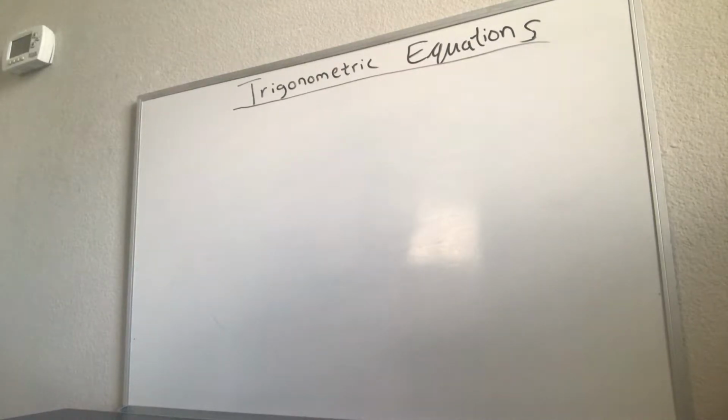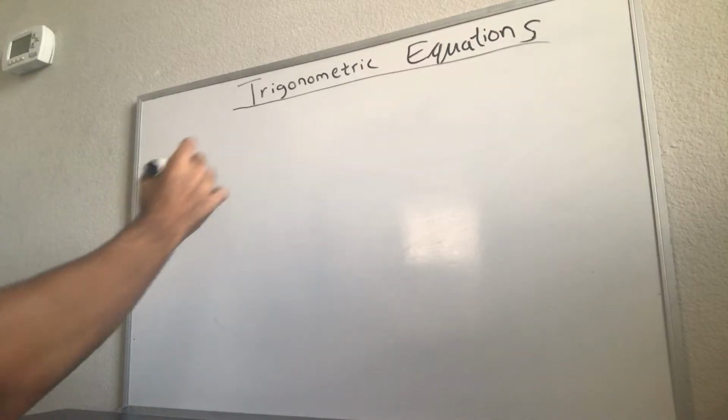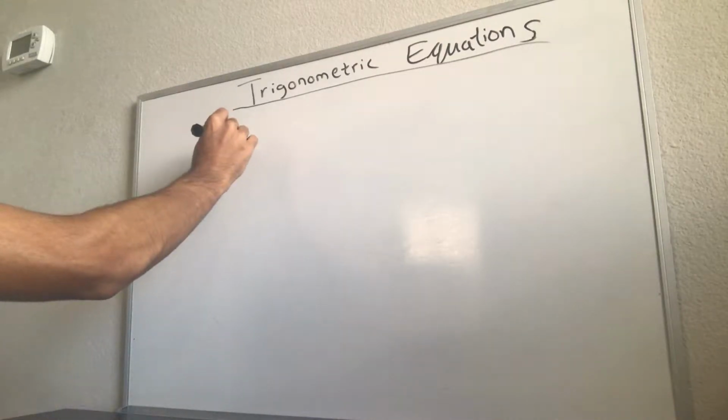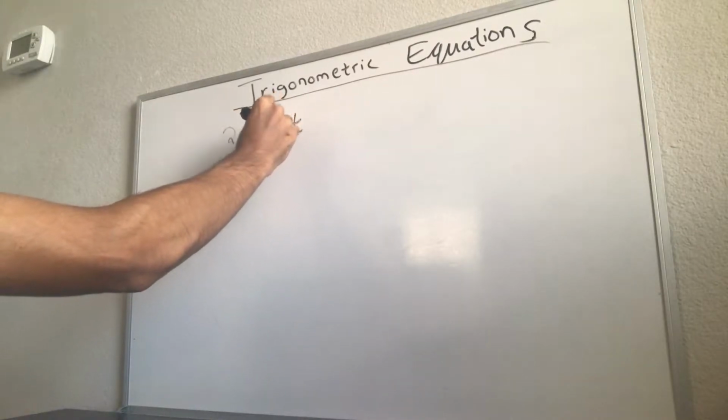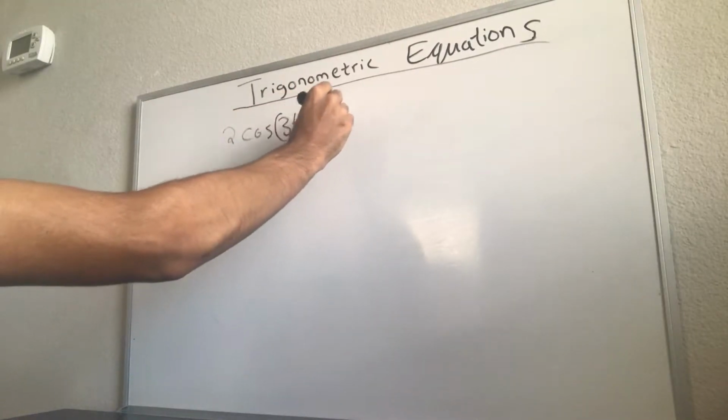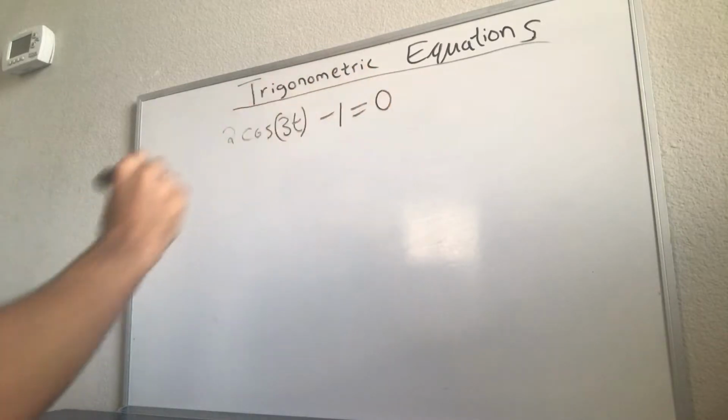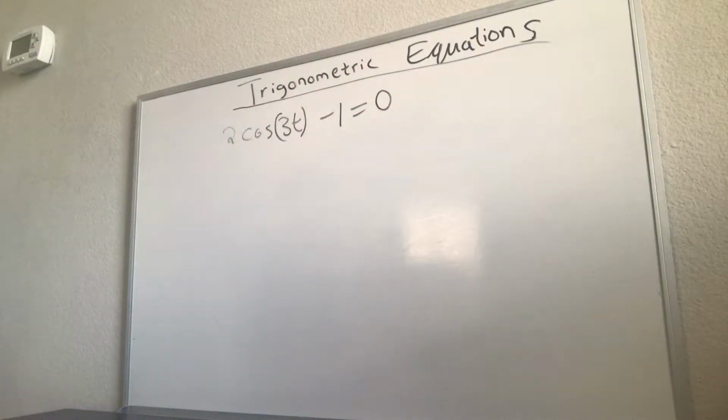So we have understood the behavior of trigonometric functions as we looked at the unit circle, and we also know some chief trigonometric identities, and so all of this will help us solve trigonometric equations. So here I have an equation here. 2 cosine of 3t, 3t meaning the angle here, minus 1 is equal to 0. And so we have to solve this.